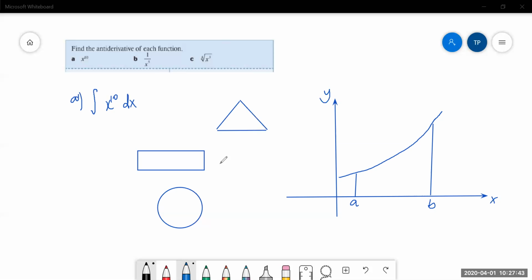Because this is length times breadth. This is pi r square. And this is half times base times height. But let's say now if I want to find this area here, how on earth am I going to do it?